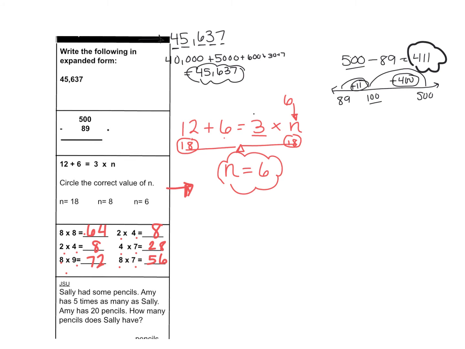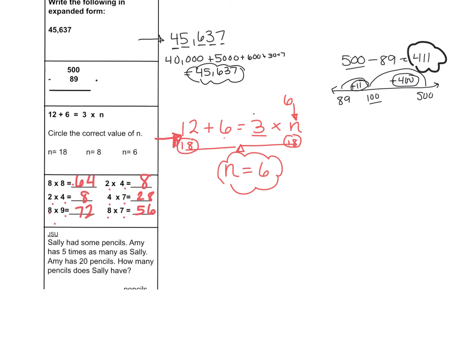Next, I have a CGI question. In this CGI question, it says that Sally had some pencils. Amy has 5 times as many as Sally. Amy has 20 pencils. How many pencils does Sally have? These questions are tricky. You may see the word times here and think, oh, I have to multiply. But we learned yesterday that we need to be a little bit more careful than that.